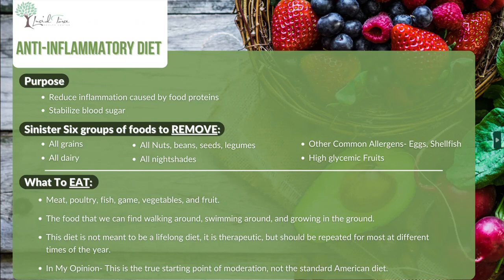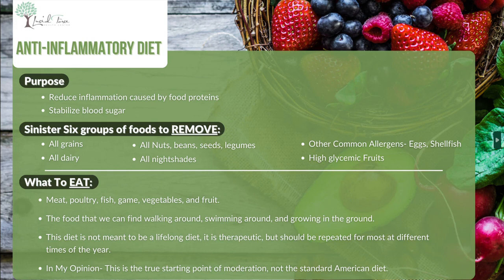of our diet. This diet isn't meant to be a lifelong diet. It is therapeutic, but it should be repeated at different times of the year for most people. And in my opinion, this type of diet, meat, vegetables, and fruit, is the true starting point for moderation.